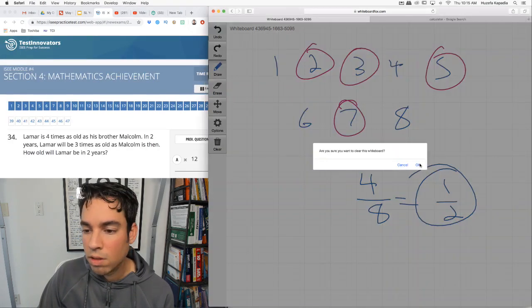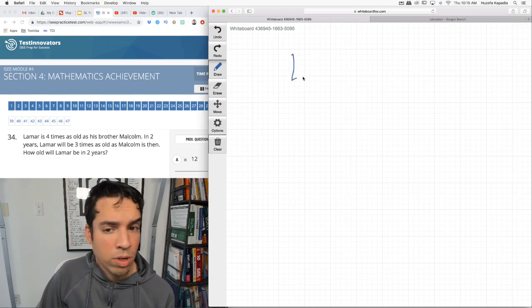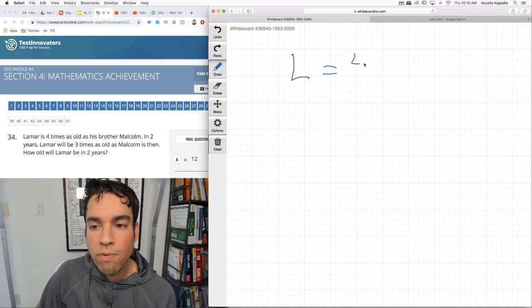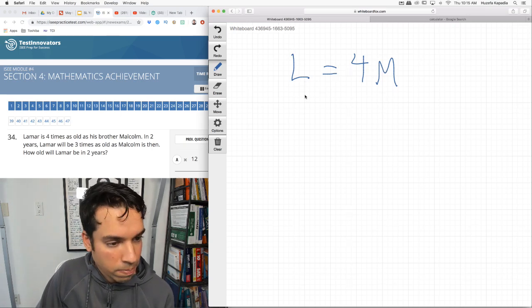17 minutes left. Lamar is 4 times as old as his brother Malcolm. Immediately I'm setting up equations. So whatever, if Malcolm is 2, Lamar is 8. Malcolm is 10, Lamar is 40.